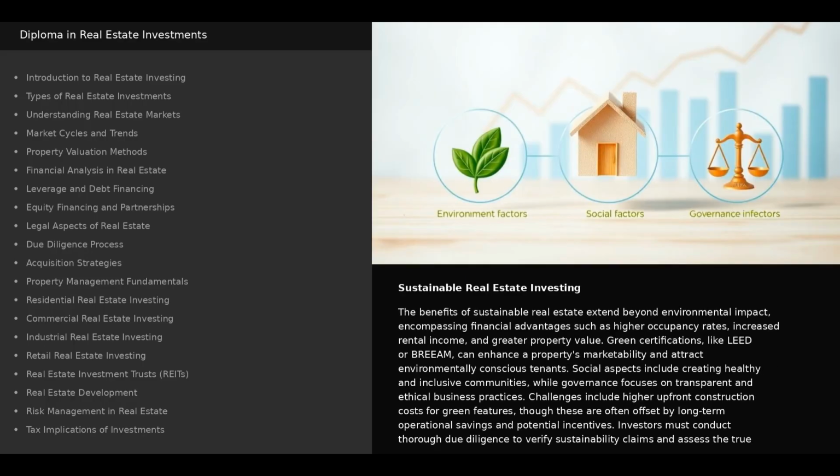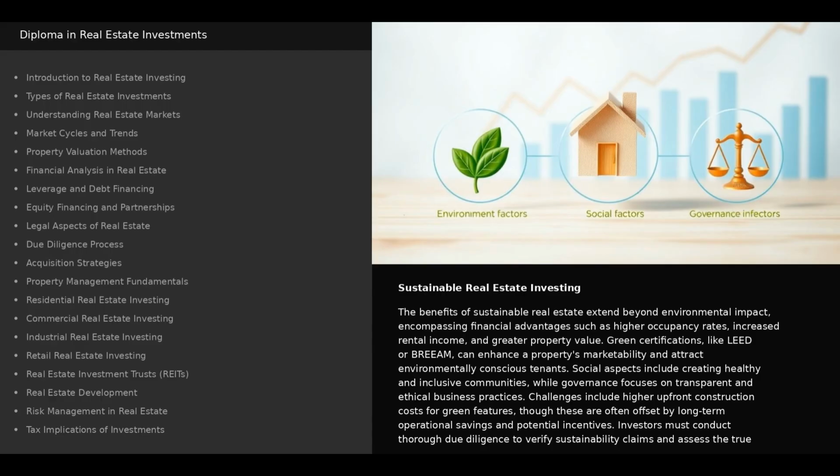The benefits of sustainable real estate extend beyond environmental impact, encompassing financial advantages such as higher occupancy rates, increased rental income, and greater property value. Green certifications like LEED or BREEAM can enhance a property's marketability and attract environmentally conscious tenants. Social aspects include creating healthy and inclusive communities, while governance focuses on transparent and ethical business practices.